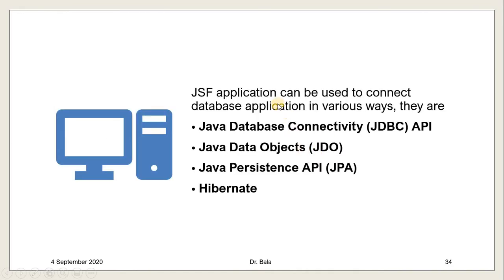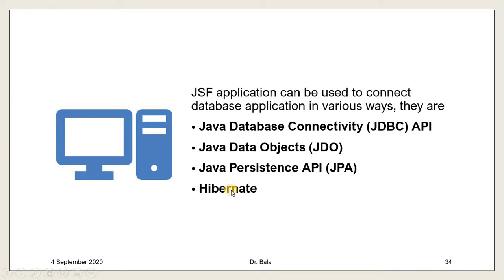So a JSF application can connect with the database in various ways, which are listed here. A very basic concept is JDBC, Java Database Connectivity. Using the Java Database Connectivity API we can connect with the database. So this is a very common approach. The next approach is Java Data Object, JDO. Using JDO we can also connect to the database. The third one is Java Persistence API, JPA. So we can also use the Persistence API to connect. And the last one is Hibernate. Using Hibernate we can also connect.